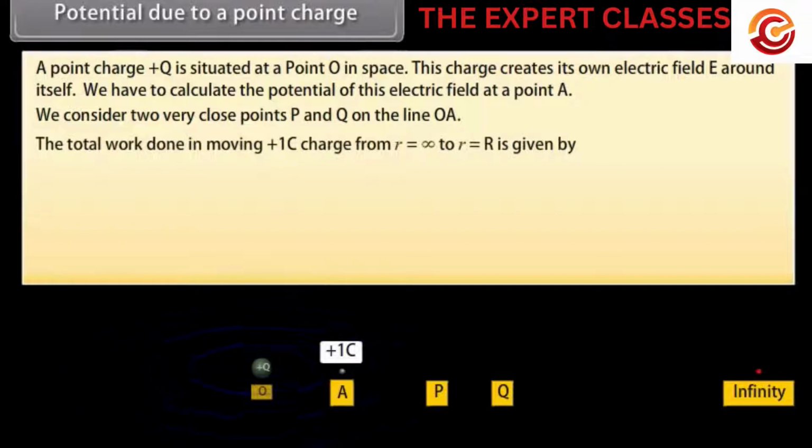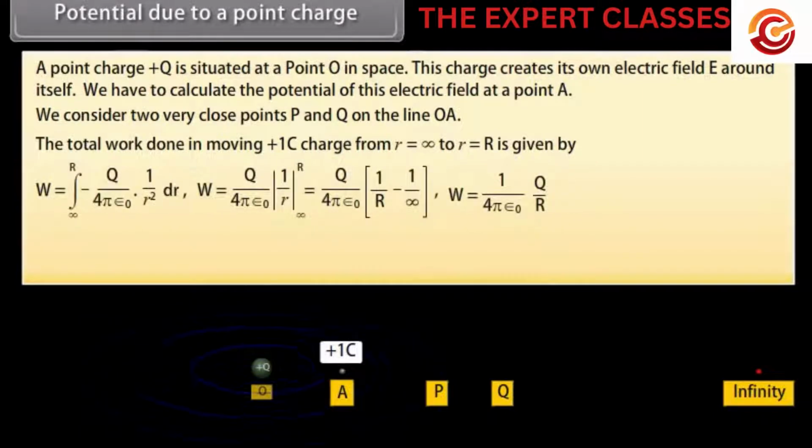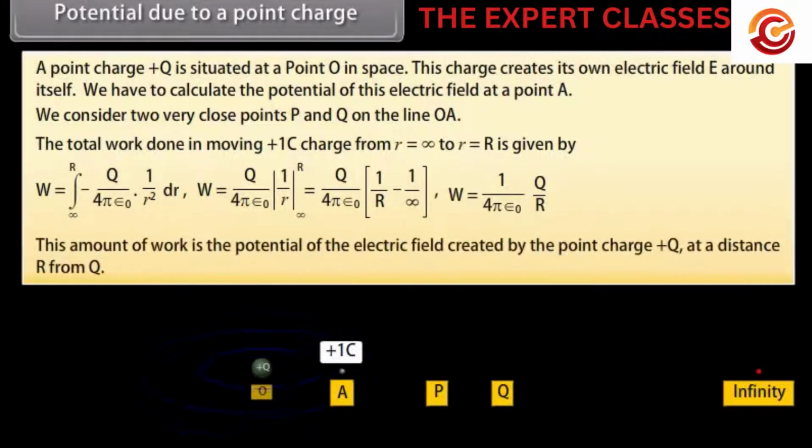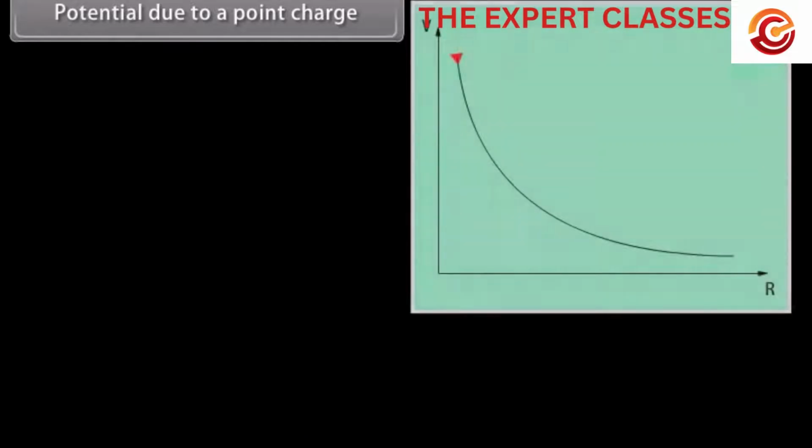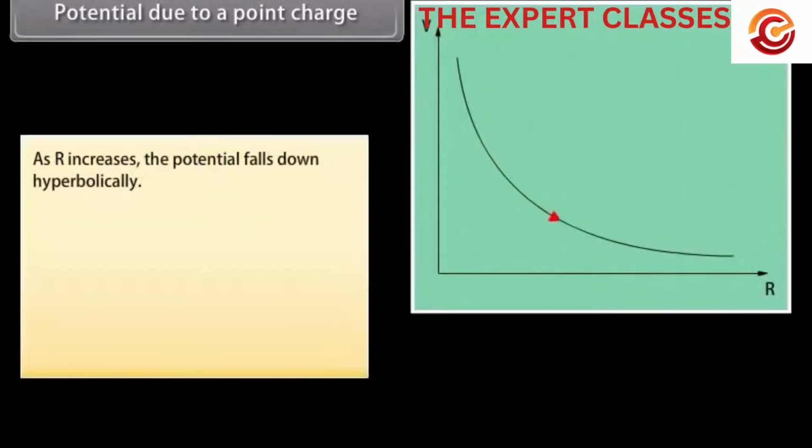The total work done in moving plus 1 coulomb charge from infinity to point R is given by W equals 1 upon 4 pi epsilon naught multiplied by Q upon r. This amount of work is the potential of the electric field created by the point charge plus Q at a distance r from Q. We can show in the graph that, as r increases, the potential falls down hyperbolically.